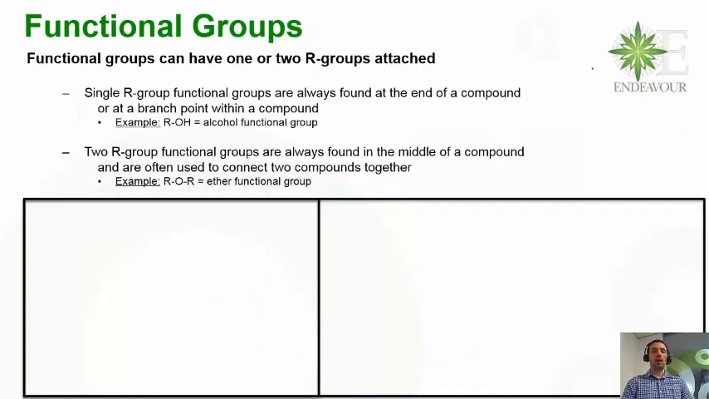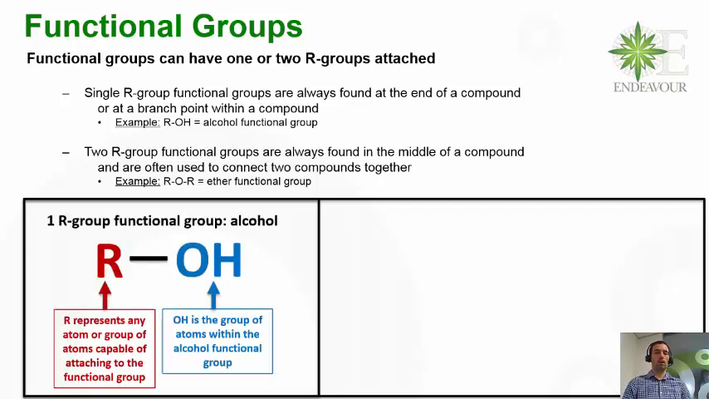So thinking back to the difference between a 1R group or 2R group functional group, we saw quite a few 1R group functional groups today, like the aldehyde or carboxylic acid. So these are always at the end of a compound or at a branch point. Whereas a 2R group functional group, like the ester or the ketone functional group, is going to be present in the middle of a compound.